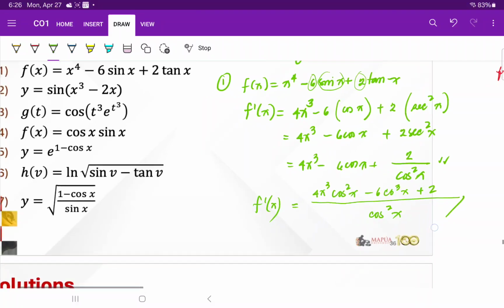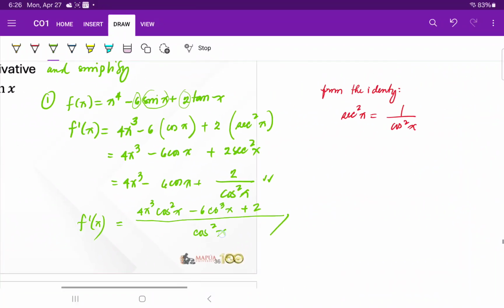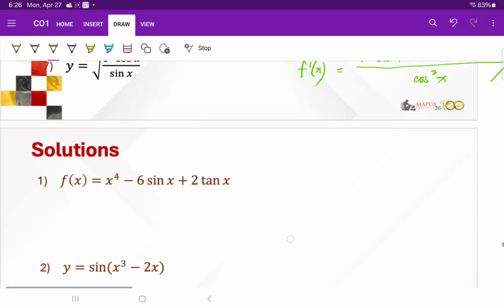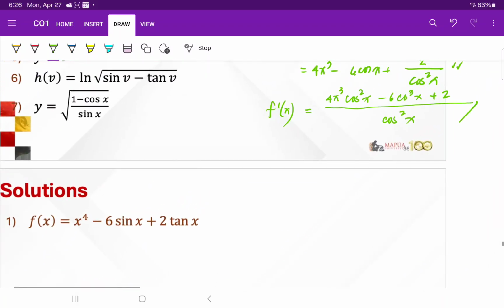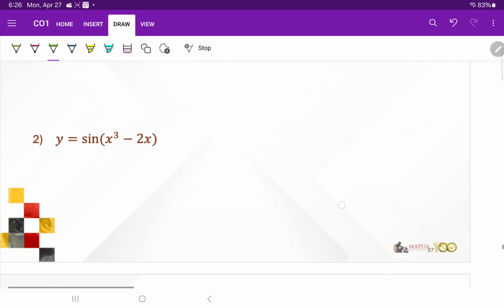Okay, how about the next one? For number 2, oh, it's here. Anyway, the solution is shown already. Okay, let's do this one.